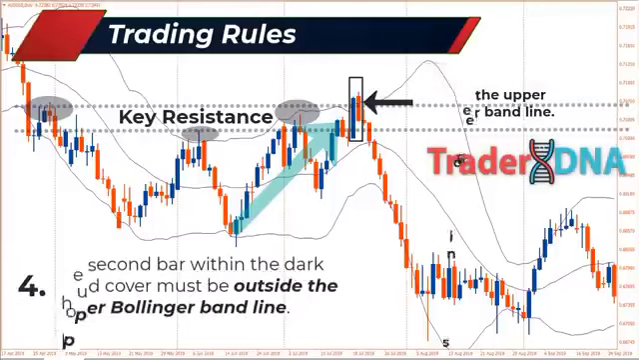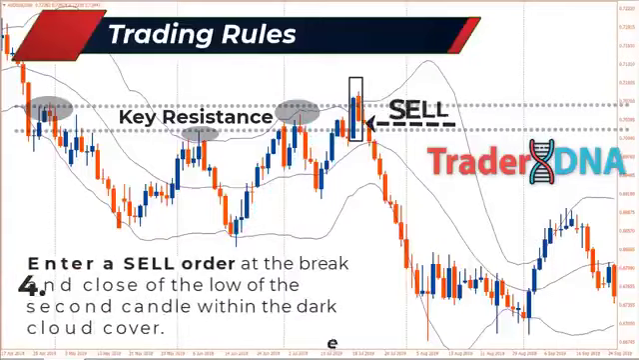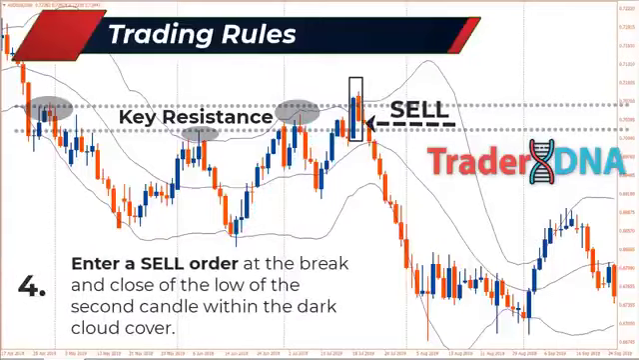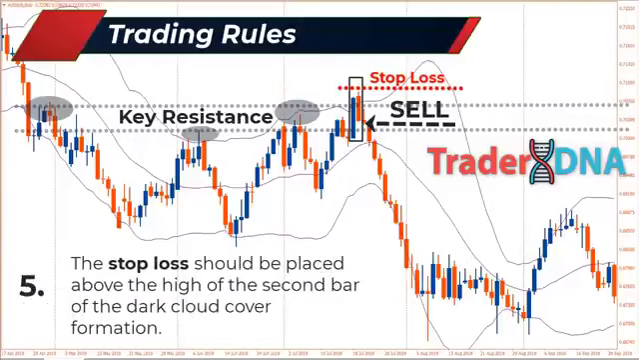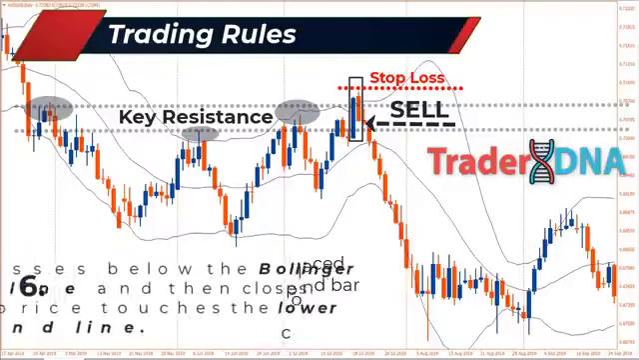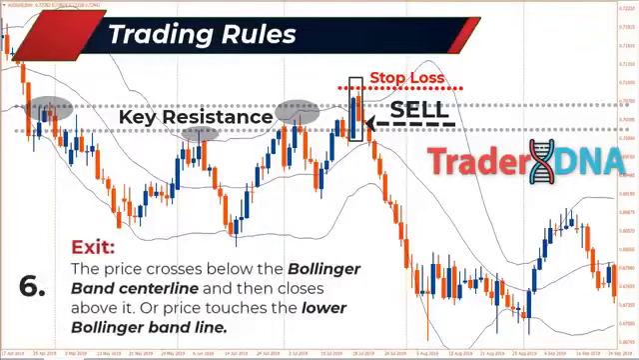Fourth, enter a sell order at the break and close of the low of the second candle within the dark cloud cover. Fifth, the stop loss should be placed above the high of the second bar of the dark cloud cover formation. Sixth, the exit will occur when one of these conditions is met: the price crosses below the Bollinger Band centerline and then closes above it, or the price touches the lower Bollinger Band line. Whichever condition occurs first will trigger the exit.